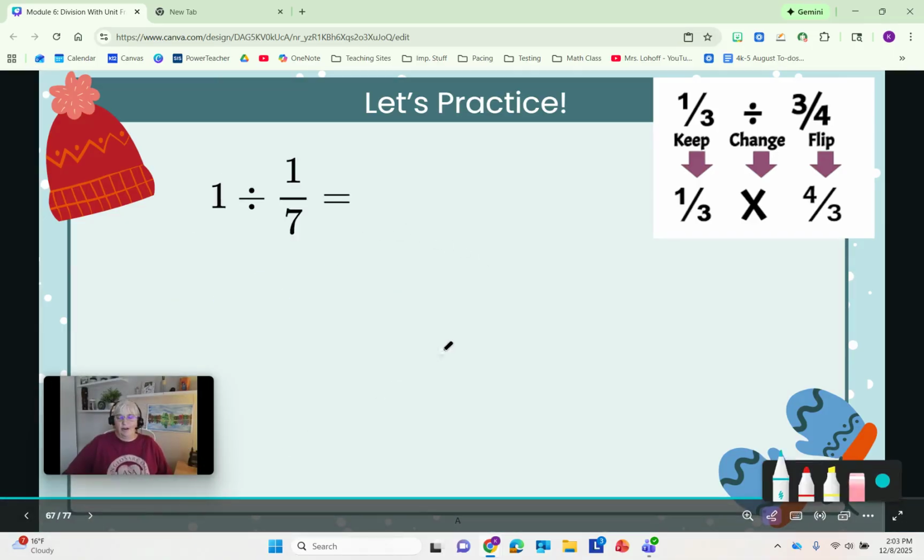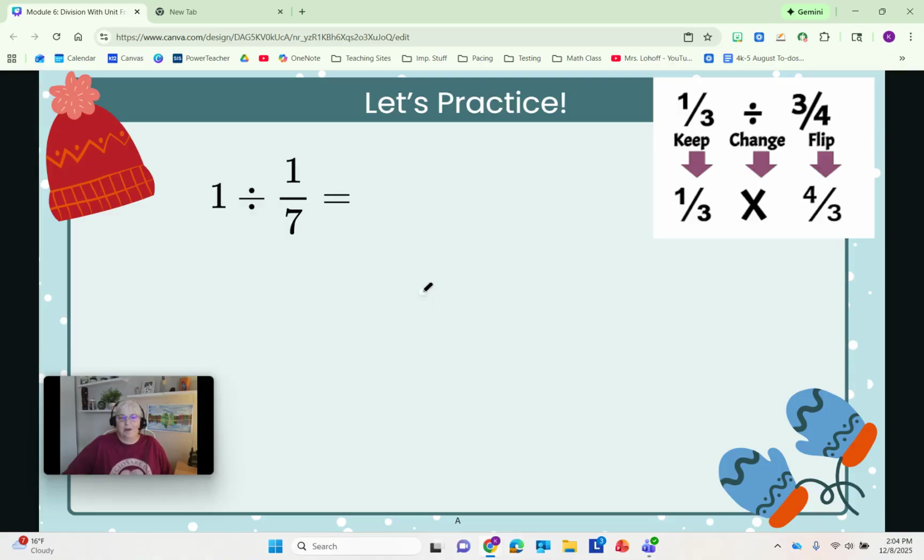All right, do this one on your own. Pause now. Make sure you have pencil, paper. Go ahead and do this one on your own. It's the same process. 1 as a whole number will be 1 over 1. Keep it. Change divide to multiply. Flip 1/7, so we now have 7 over 1. And then multiply. 1 times 7 is 7. 1 times 1 is 1. The answer is 7.